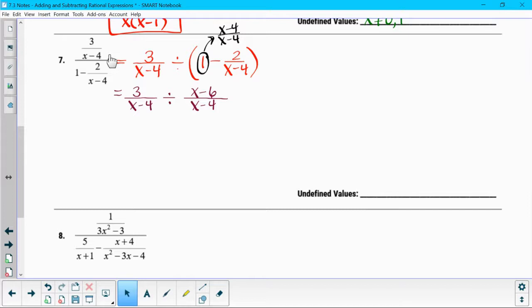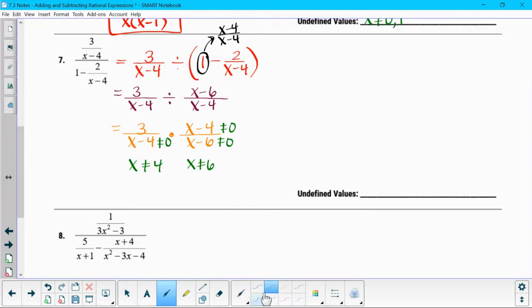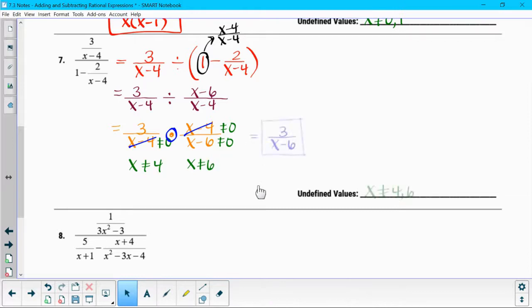Now I'm going to keep, change, flip. Keep the first fraction exactly as it is, change it to multiplication, flip the second fraction. I'm going to get my undefined values. X cannot equal 4, x cannot equal 6, and with a little bit of cancellation, this x minus 4 and this x minus 4 cancel each other out because they are being multiplied. I end up with 3 over x minus 6.